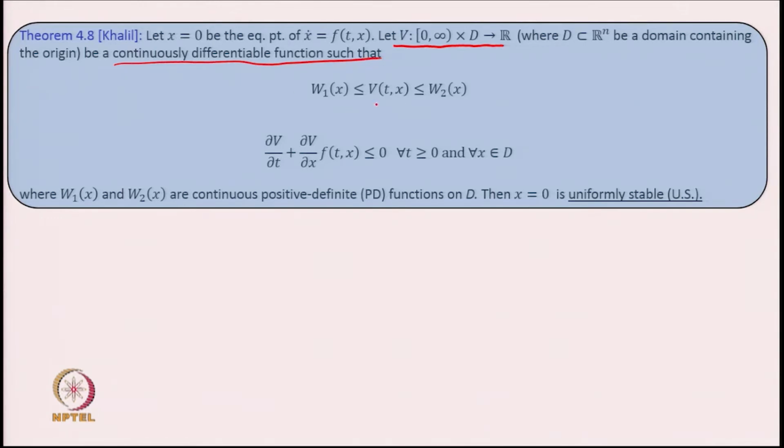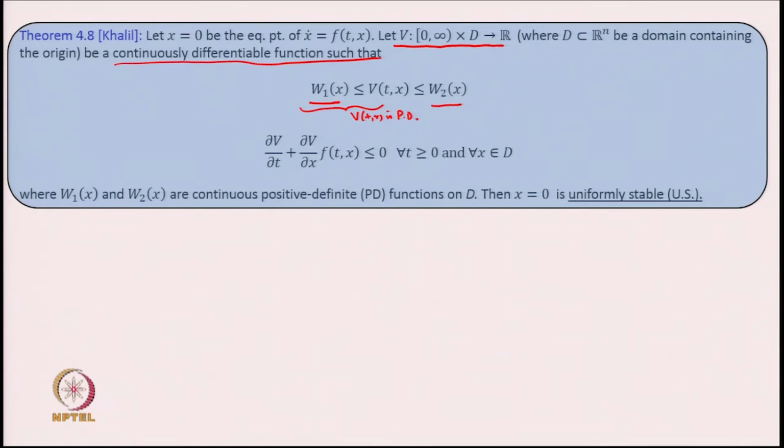it satisfies these relations. So, the first relation says that V of t comma x is upper and lower bounded by time-invariant positive definite functions W1 of x and W2 of x. Okay. So, what this relation means is that V of t comma x is positive definite. So, if we can find a lower bound of this time-varying function V of t comma x, and this lower bound is positive definite, then we say that this function V is positive definite.